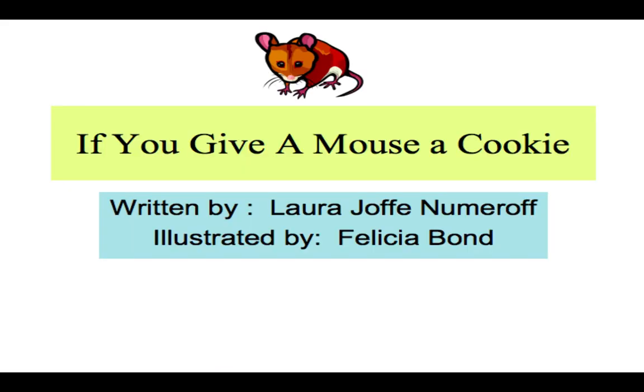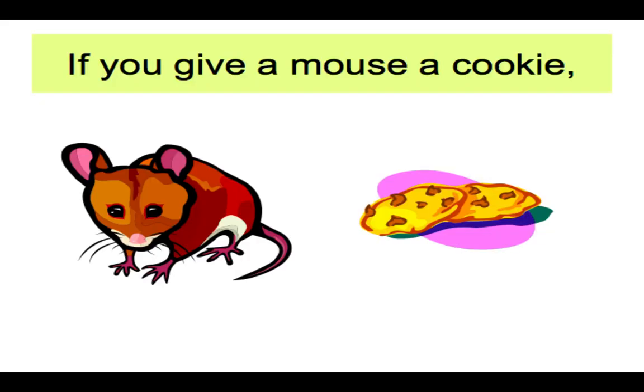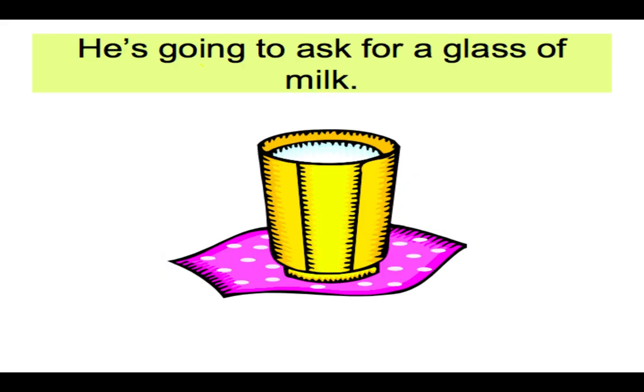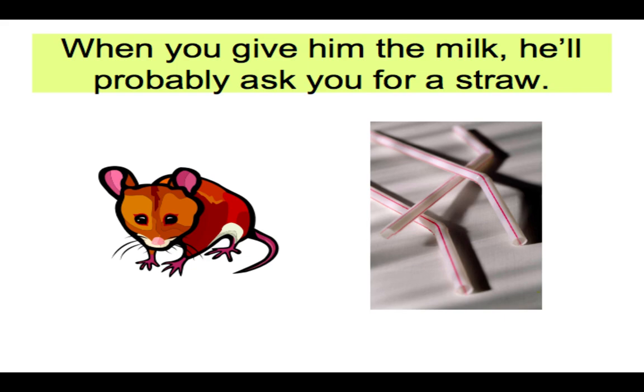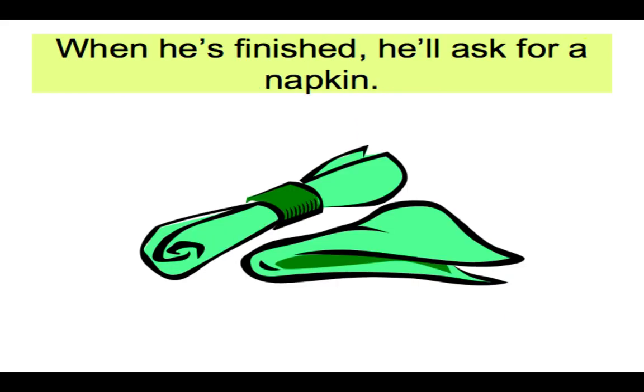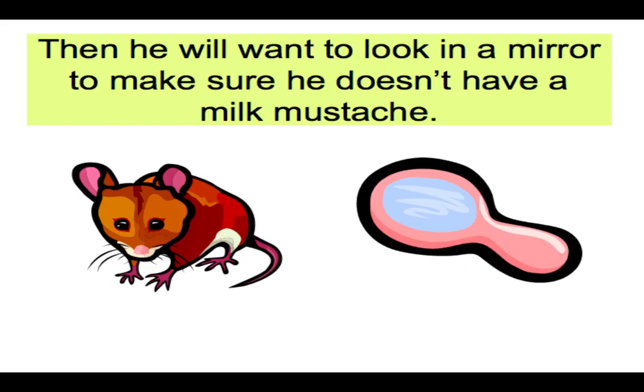If you give a mouse a cookie, written by Laura Joffe Numeroff, illustrated by Felicia Bond. If you give a mouse a cookie, he's going to ask for a glass of milk. When you give him the milk, he'll probably ask you for a straw. When he's finished, he'll ask for a napkin. Then he will want to look in a mirror to make sure he doesn't have a milk mustache.